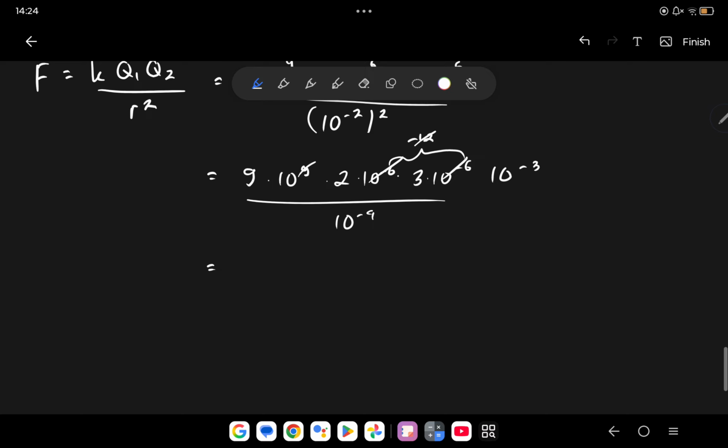Is the math right? Yeah. And now we're going to divide negative 3 here by negative 4. So negative 3 minus negative 4 will equal 1. So the result here will be 9 times 2 times 3 times 10 to the power of 1. That's how you work out the powers of 10.